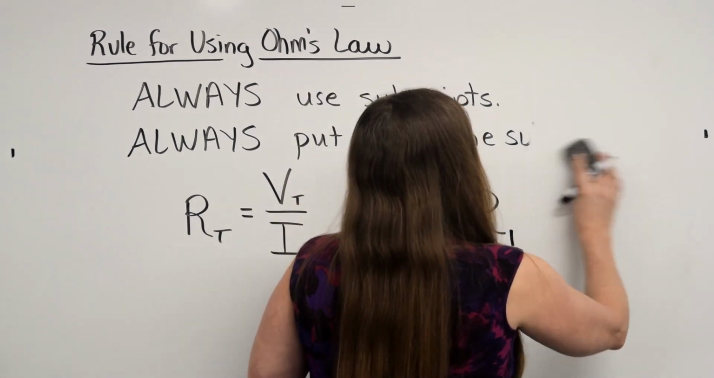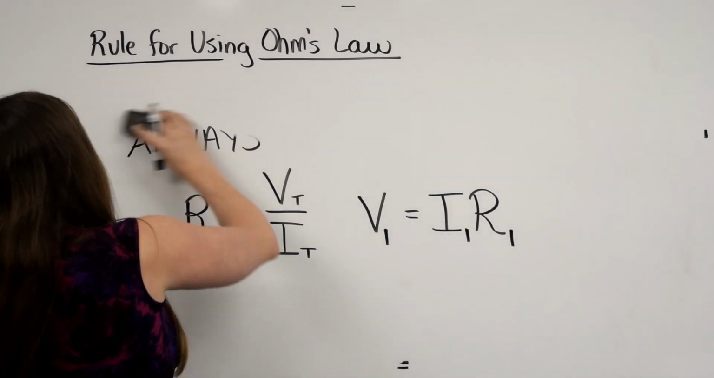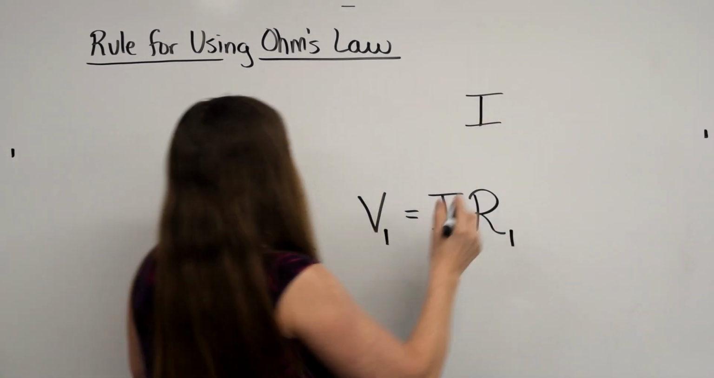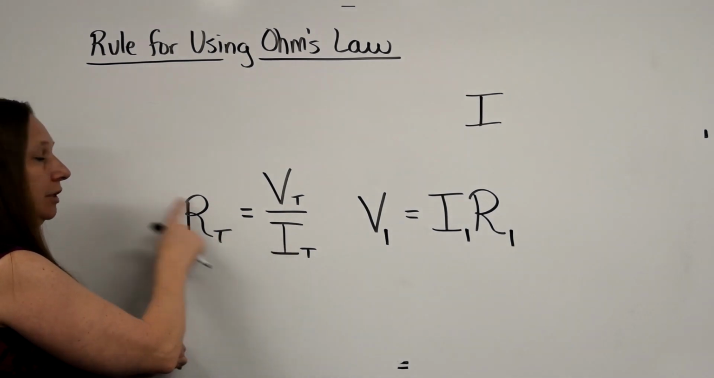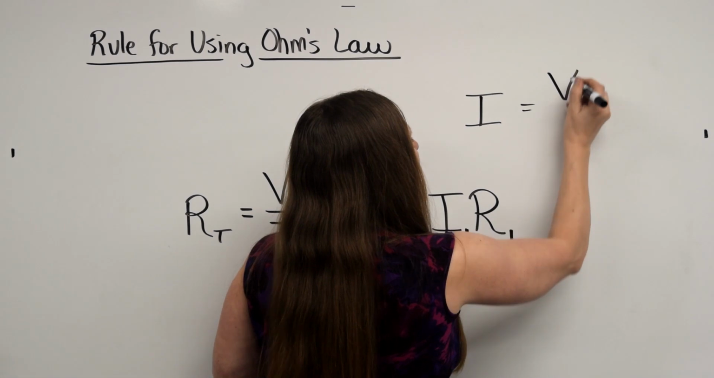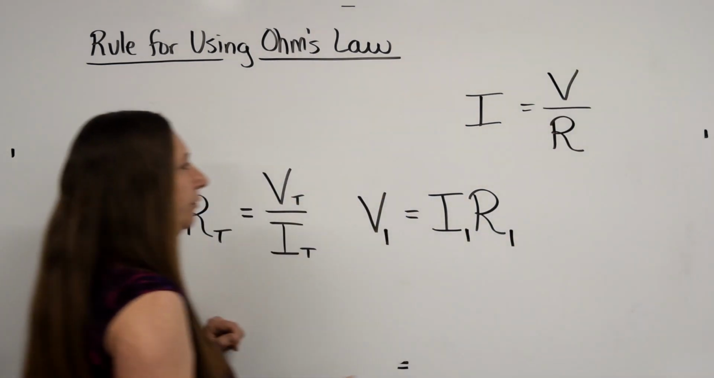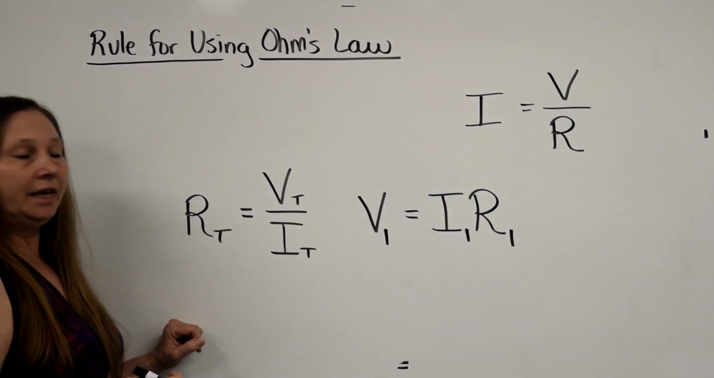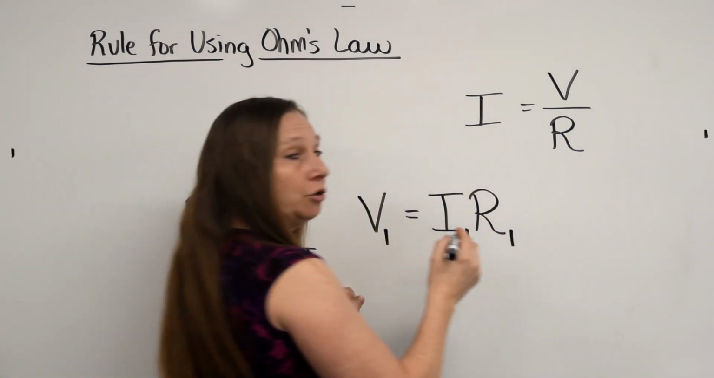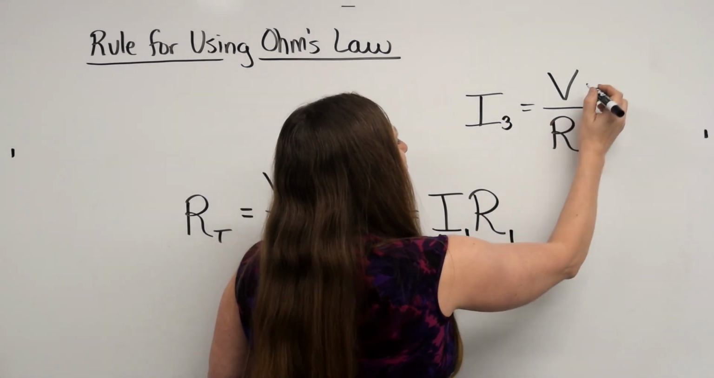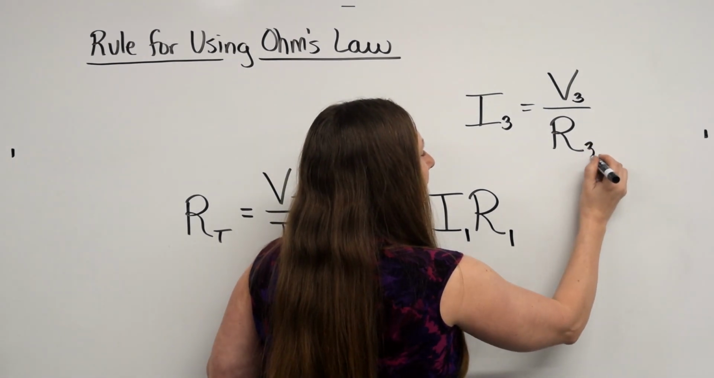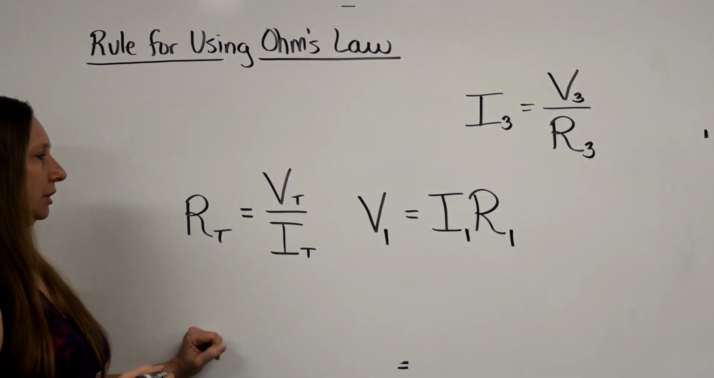All right, what if you're trying to find the current, I. Now remember, these are inversely related, R and I, so you can switch them. So I would be equal to V over R. What if you're trying to find the current in the third resistor? The current through the third resistor, I3, would be the voltage across the third resistor divided by the resistance of the third resistor.